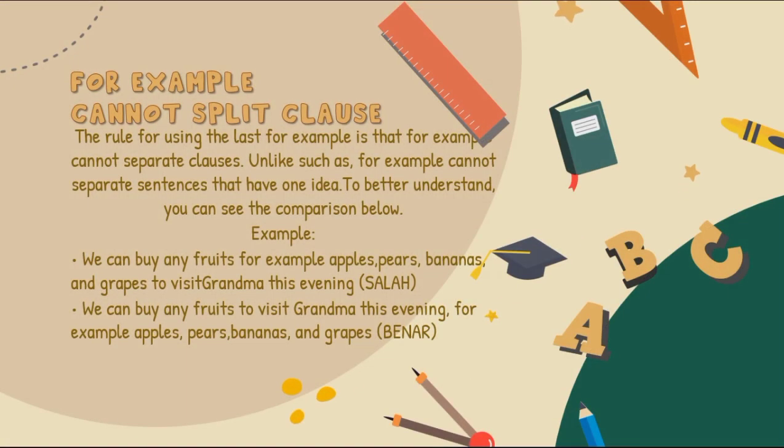For example cannot split a clause. The rule for using the last for example is that for example cannot separate a clause. Unlike such as, for example cannot separate a sentence that has one idea. To better understand, you can see the comparison below. Example: we can buy any fruits, for example, apples, pears, bananas, and grapes to visit grandma this evening. This is false. We can buy any fruits to visit grandma this evening, for example, apples, pears, bananas, and grapes. This is true.